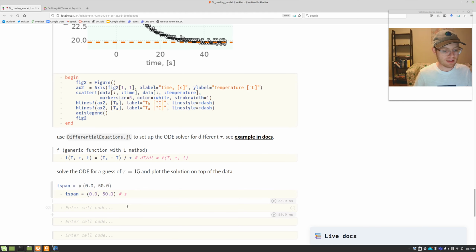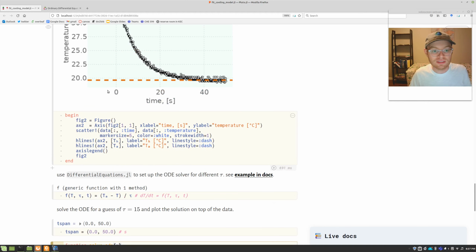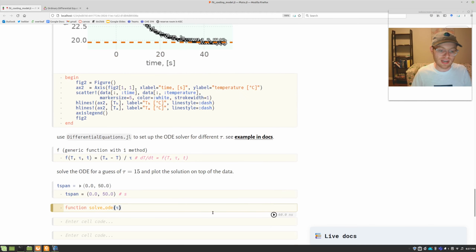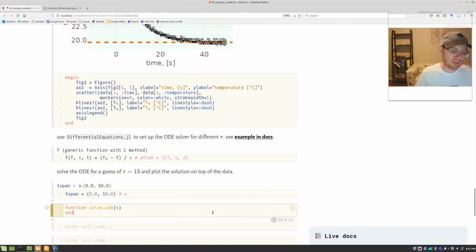Okay. And then what I would like to do is write a function to do this, solve ODE, because I want to solve the ODE for many different taus. Remember, we're going to think of a knob where you tune it and it changes tau. I'm going to keep solving the ODE for different tau until the model curve goes through this data. So that's why I'm writing it as a function of tau. We're not going to solve it once, we're going to solve it many times.